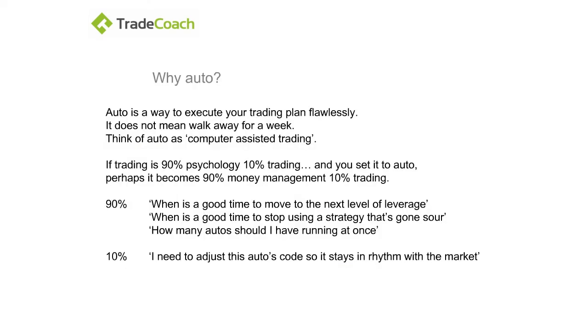If trading is 90% psychology and 10% trading and you set it to auto, have you fixed 90% of your problems? You now have a new 90% problem, which is when's a good time to set to the next level? Which strategy do I want to stop using? Remember, you've got a whole layer of systems you're running at once.